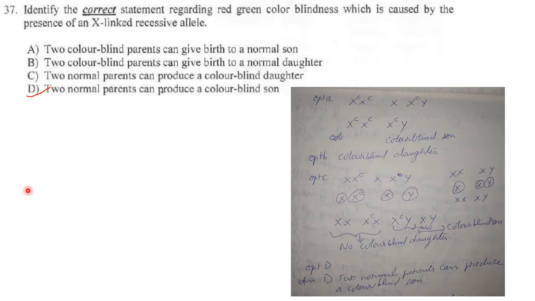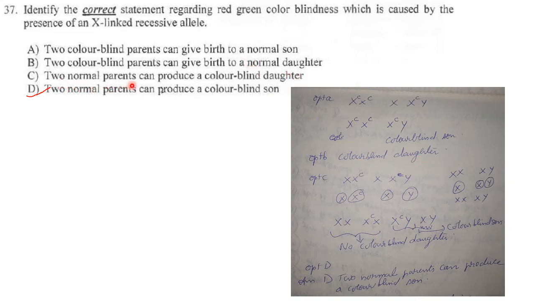So here, if you see option A, 2 colorblind parents can give birth to a normal son. So X raised to C that I have written as colorblind parent. So female is also colorblind and the male is also colorblind. Can they give birth to a normal son? So when you see the cross over here, only colorblind son and colorblind daughter are present. So they cannot give rise to a normal son. Then 2 colorblind parents can give birth to a normal daughter. Here we can see that only colorblind daughter is present. So they can give rise to only colorblind daughter, not to a normal daughter.